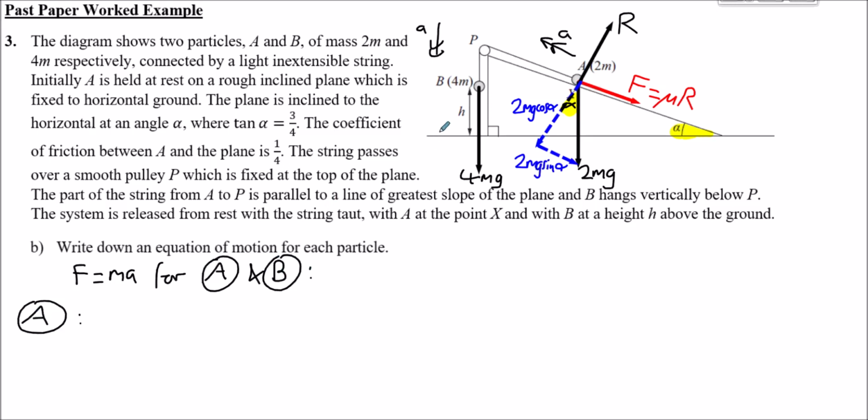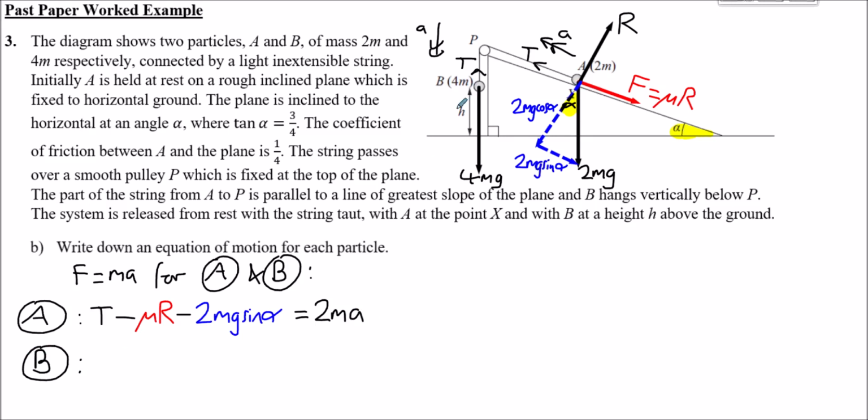So for A, what's going to be pulling it up the slope, obviously, is this tension, which we'll call T. So T minus the forces acting against its direction, which are mu R, the frictional force, minus 2mg sine alpha, will equal the mass of A, which is 2m, multiplied by its acceleration. Similar job for B.